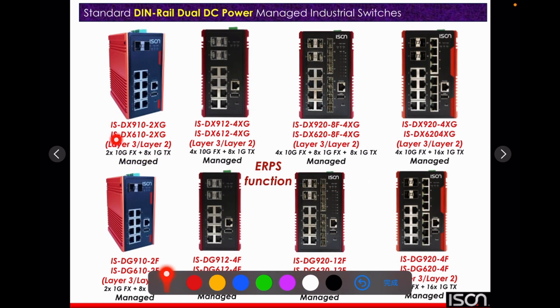The IS-DX900 and DX600 and DG900 and DG600 series are also standard DIN rail dual DC power managed industrial switches. These series not only provide giga ports but also provide up to 4 10 gigabit ports. These series include ERPS function and provide 10 to 20 ports for option.